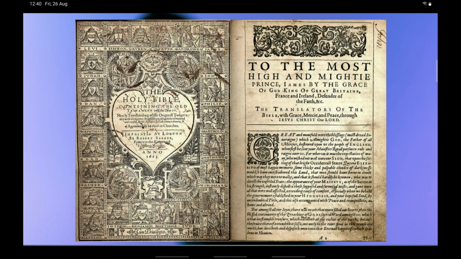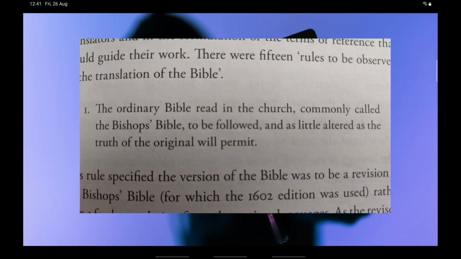Bancroft's objection to the Bible was overruled, but he made sure that he would have a controlling hand in the selection of translators and provided a set of 15 rules to be observed in the translation. I'll go over a few of the more important ones. The Bishop's Bible was to be followed and as little altered as the truth of the original will permit.